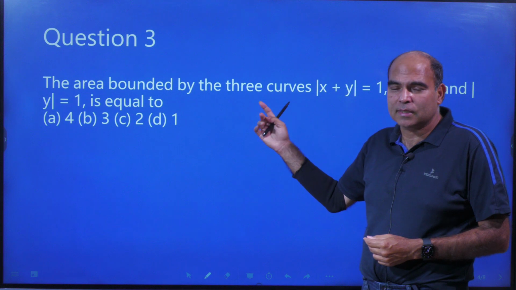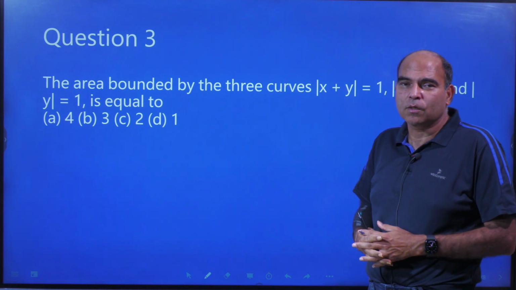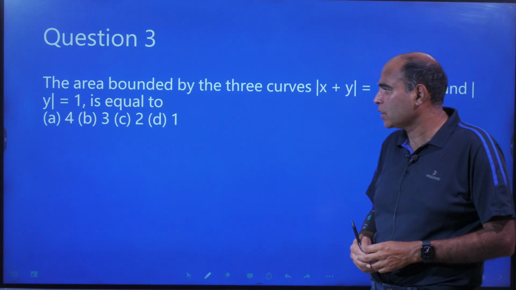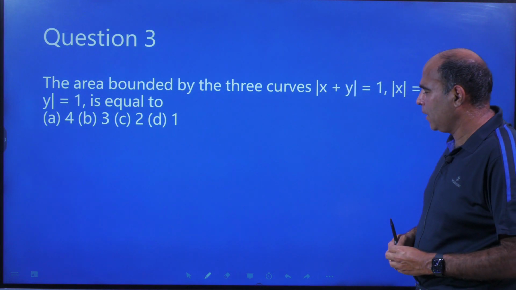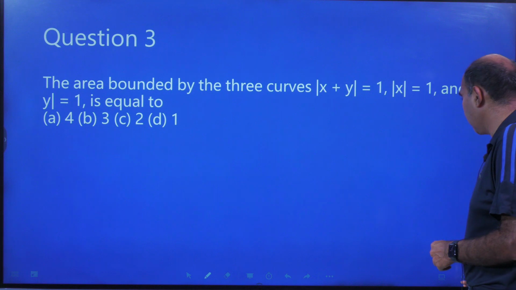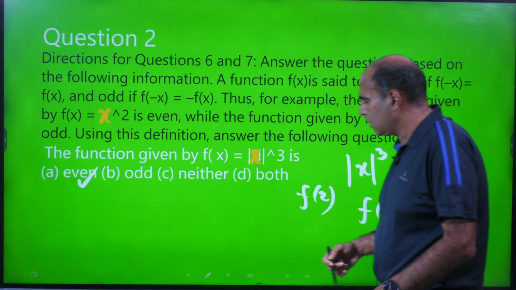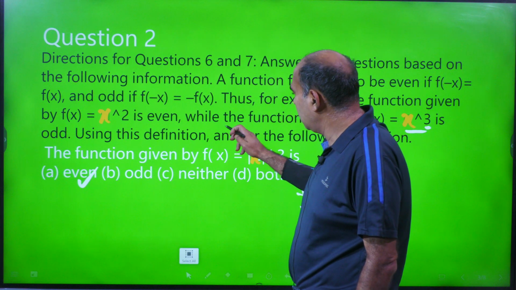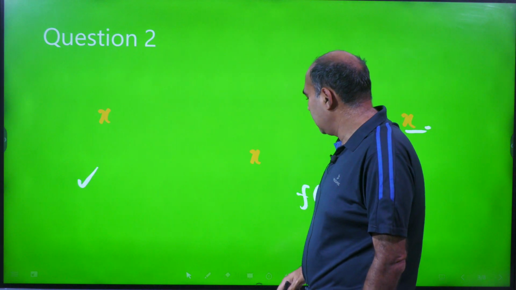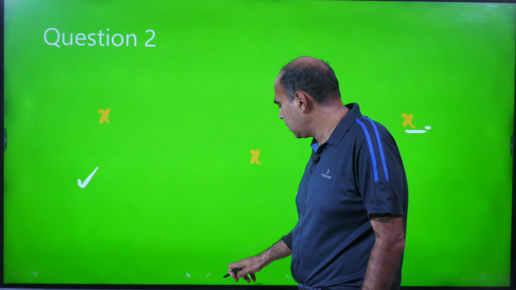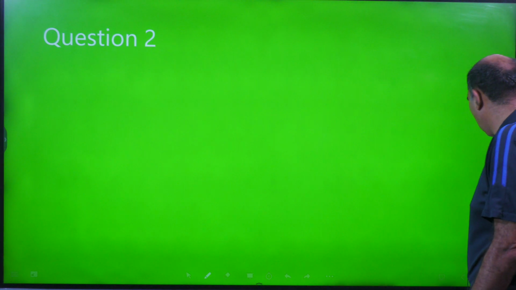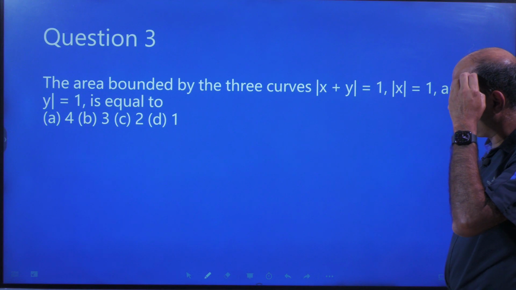You will realize that this area bounded by curve question is very, very common. It is the biggest favorite of the CAT question, and even if you look at the last few years' CAT papers, you will realize that the area bounded question is so commonly asked that you need to know how to deal with these questions.